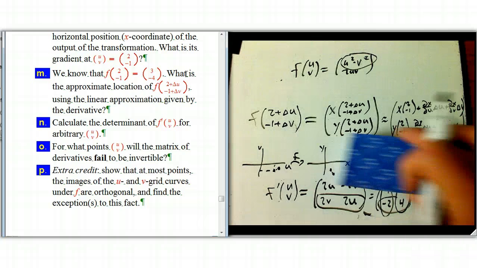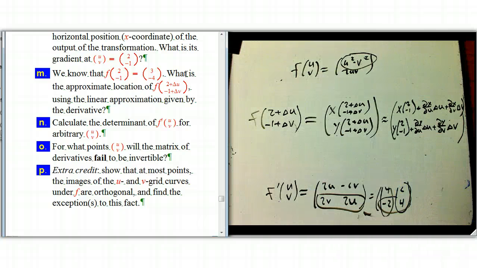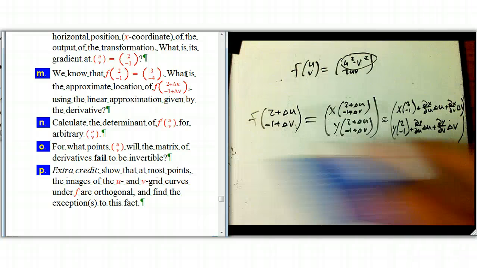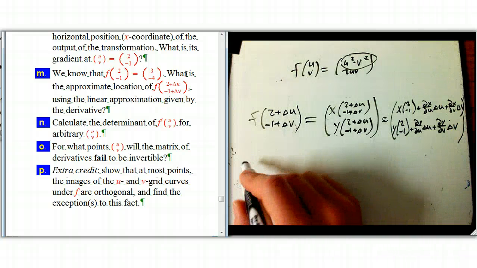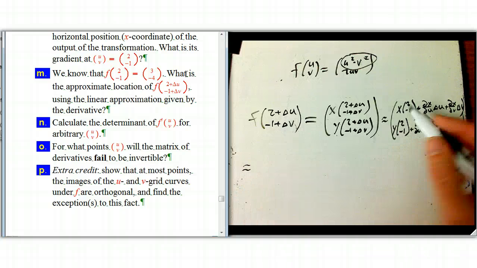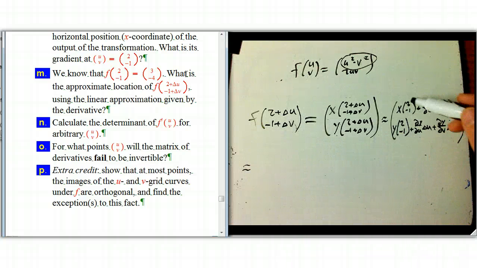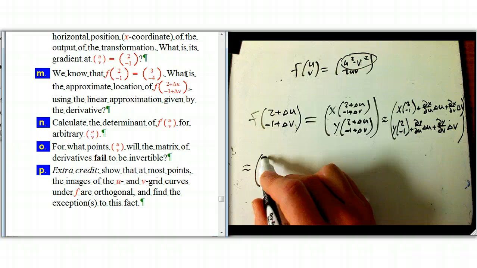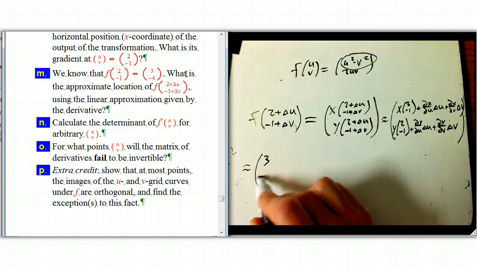Okay, so shoot, I want to keep that. Well, no, I'll bring it back in a minute. Okay, so let's separate that out. This is just the base point. X of 2 minus 1, y of 2 minus 1 was just the base point, that was 3 comma minus 4.